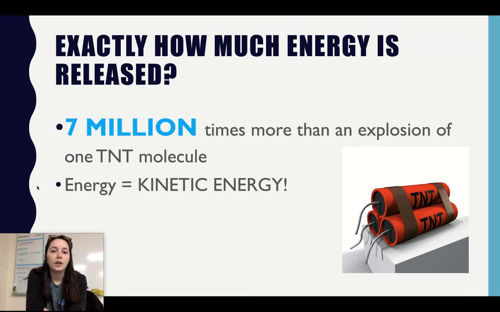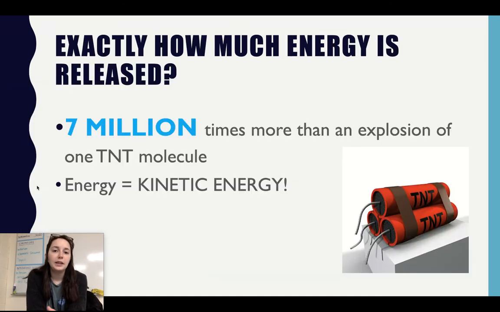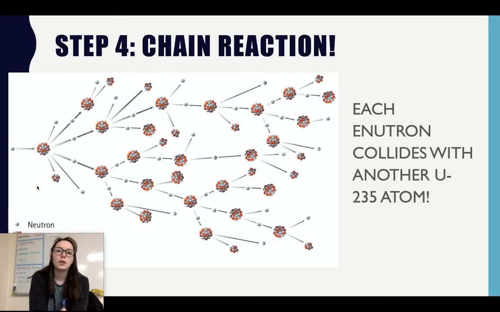Okay, so exactly how much energy is released in this deconstruction right here is 7 million times more than an explosion of one TNT molecule. The energy that's being released is called kinetic energy. So this is a lot of energy that's releasing. If you think about it, think about a TNT molecule. It's really, really small, and it's 7 million times more than an explosion of one of them.